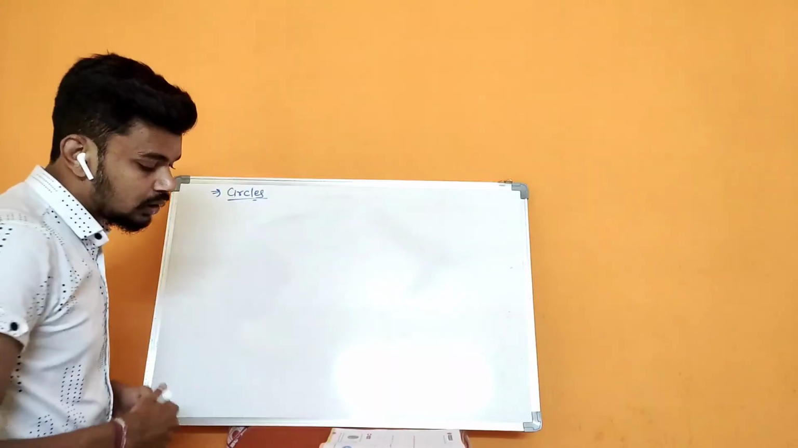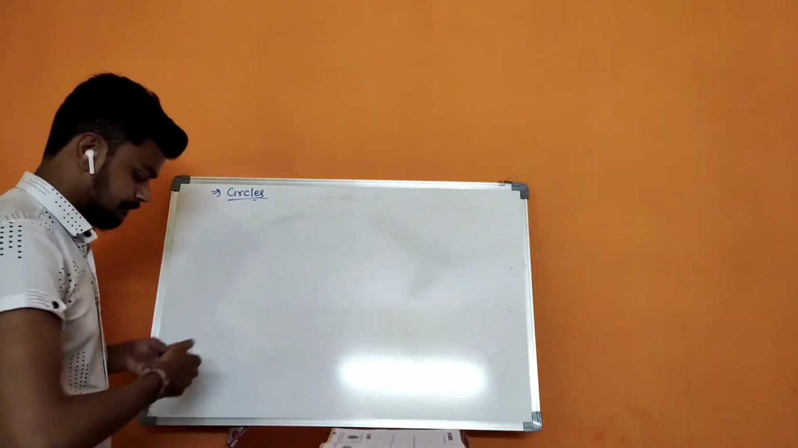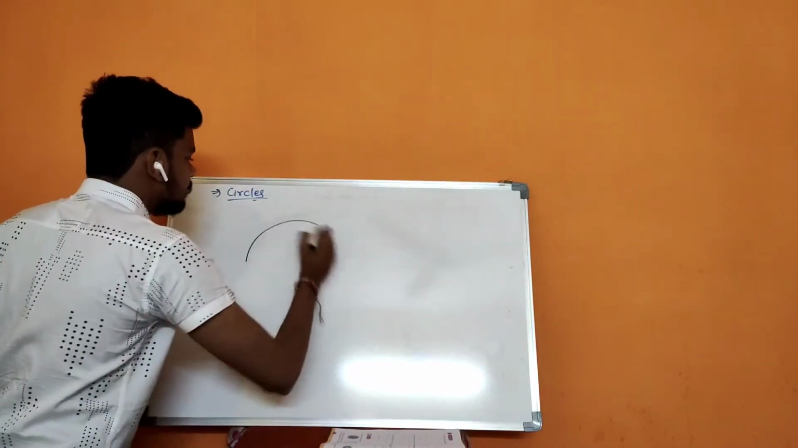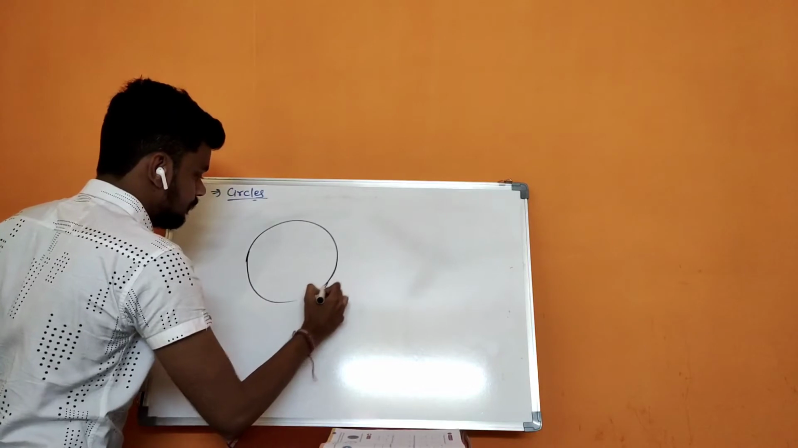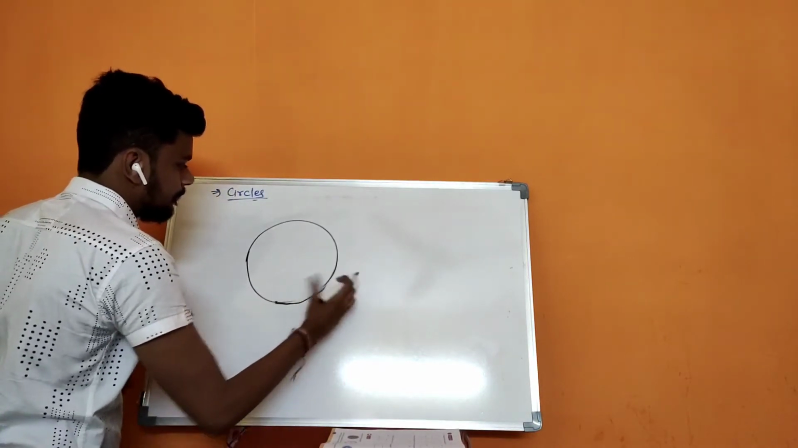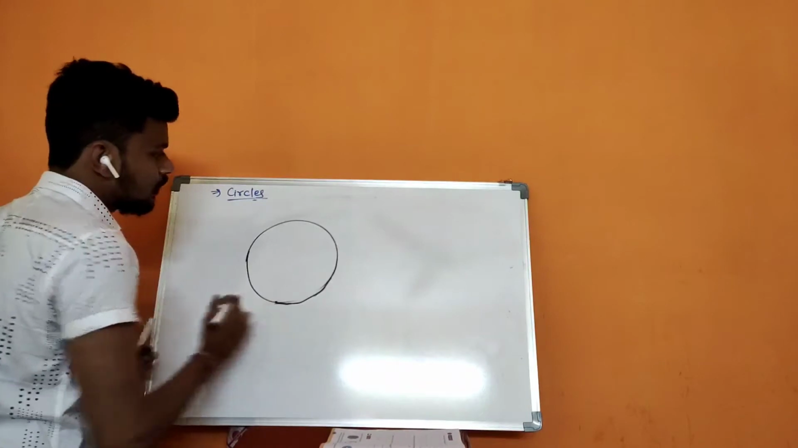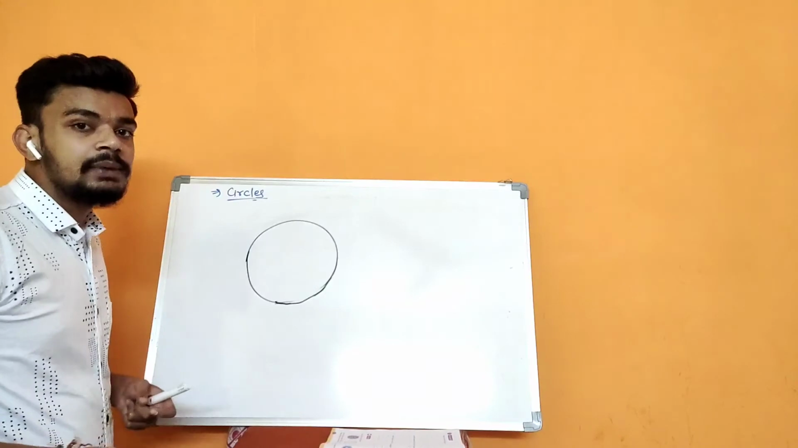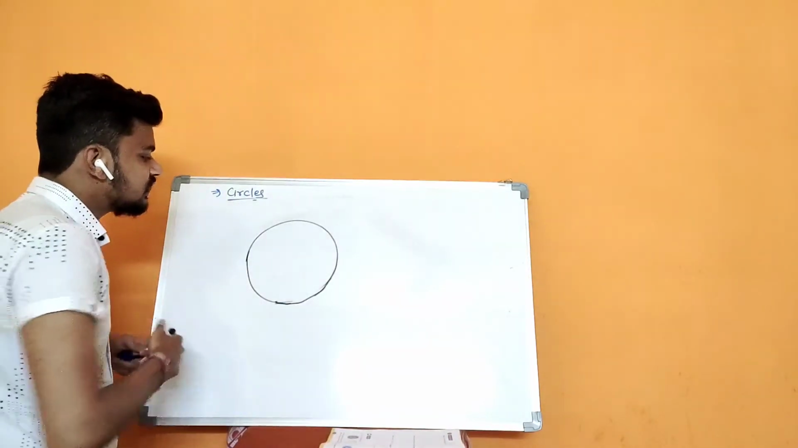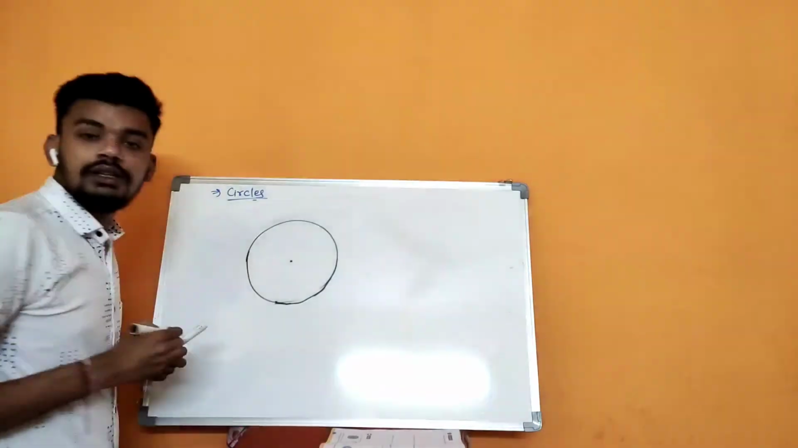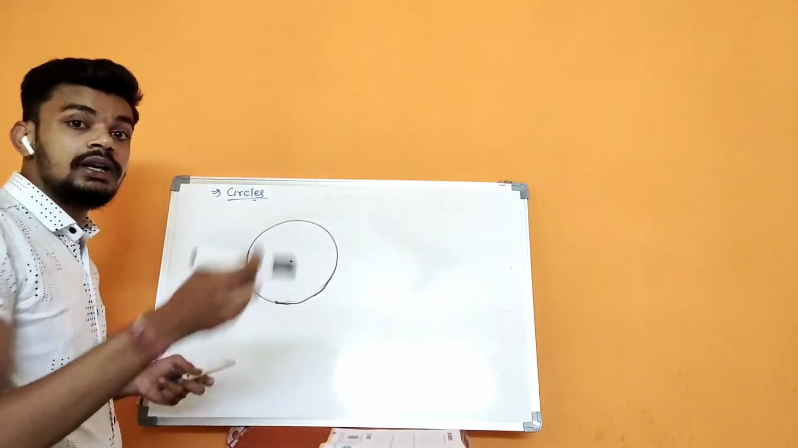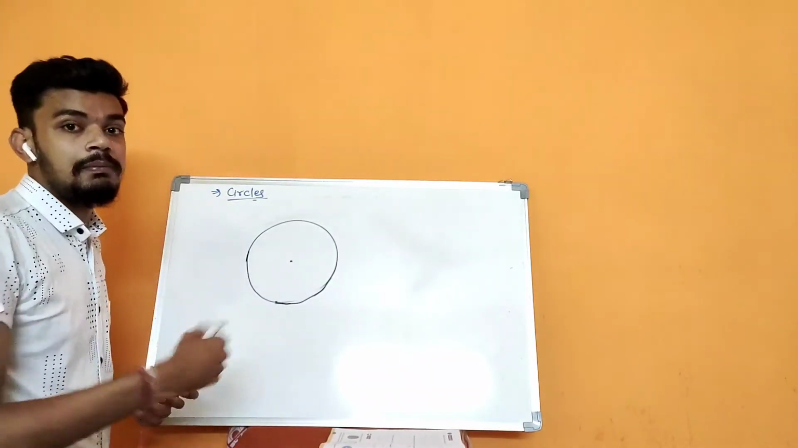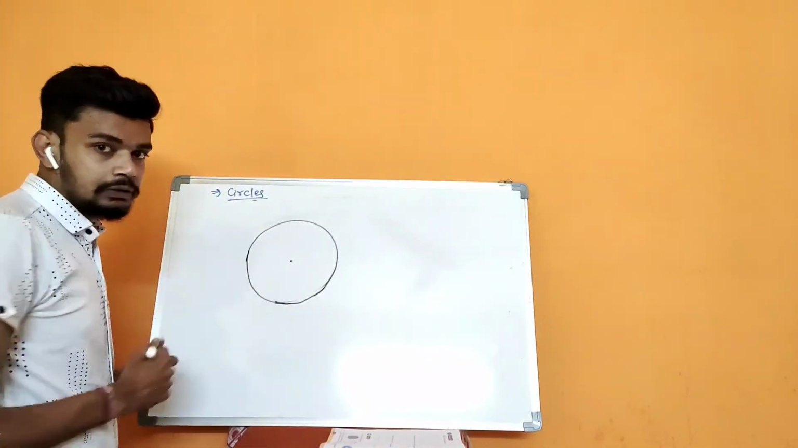Next one is the chord of the circle. Let me draw the circle first. Okay. So what is called the chord? That is again a line segment. This is the center of the circle. That is again a line segment, but that is the line segment which does not pass through the center of the circle.